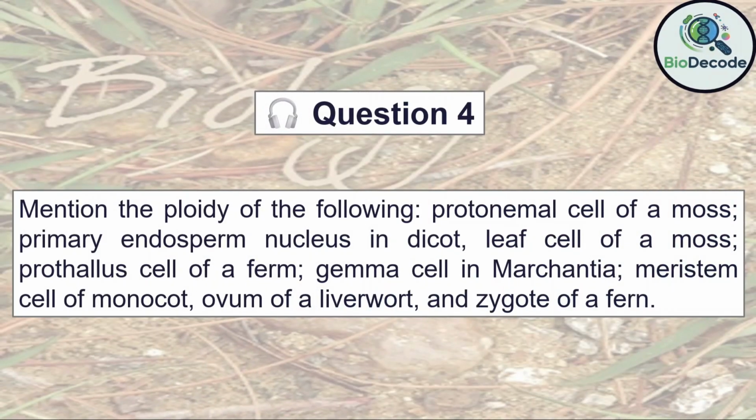Question 4. Mention the ploidy of the following. Let's go one by one. Protonemal cell of a moss is haploid. Primary endosperm nucleus in dicot is triploid. Leaf cell of a moss is haploid. Prothallus cell of a fern is haploid. Gemma cell in Marchantia is haploid. Meristem cell of monocot is diploid. Ovum of a liverwort is haploid. Zygote of a fern is diploid.